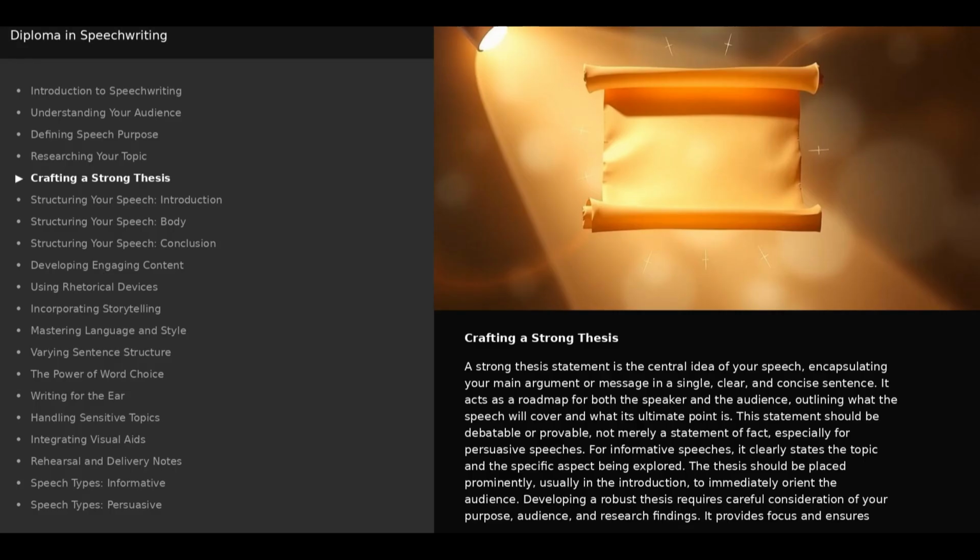The thesis should be placed prominently, usually in the introduction, to immediately orient the audience. Developing a robust thesis requires careful consideration of your purpose, audience, and research findings. It provides focus and ensures that all supporting points contribute directly to the overarching message, preventing the speech from becoming disjointed or unclear.